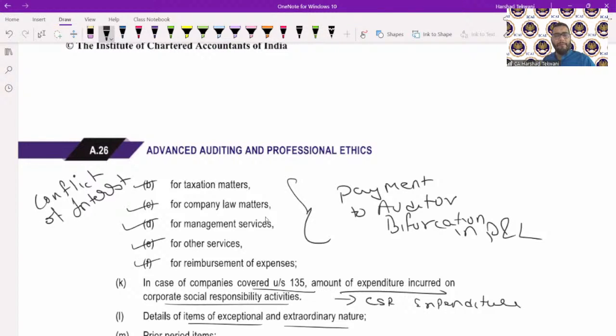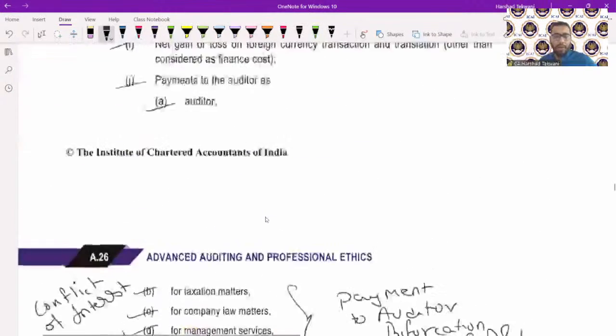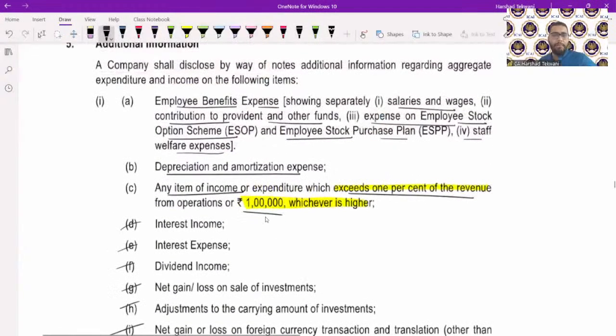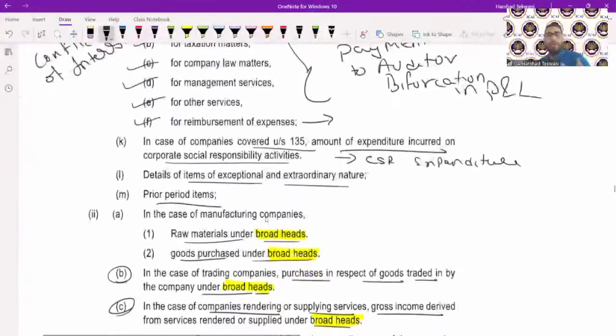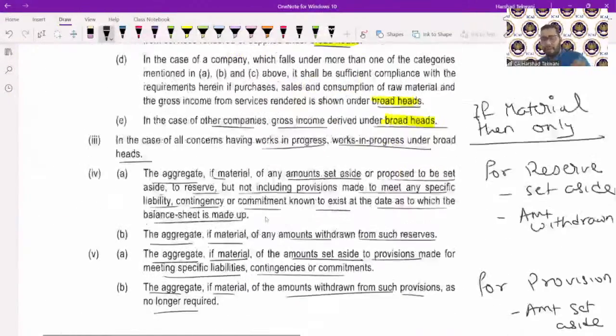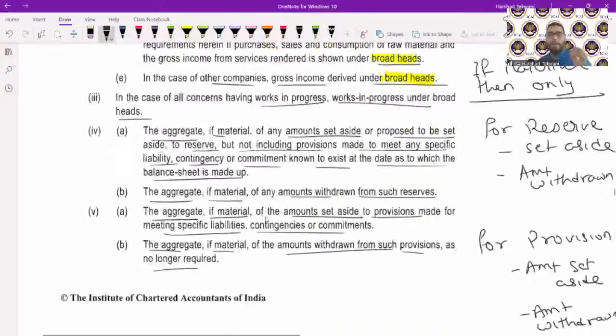What if I'm being paid for company law matters or taxation matters higher compared to my audit service? So you need to understand some reimbursement of expense. What if the majority of my service or majority of my fees is shown as a part of reimbursement only? So these are the critical disclosures. CSR again critical. These incomes, employee benefit again critical. So these are the critical items. You need to understand why it is required to be disclosed. What is the underlying thing which makes them critical?